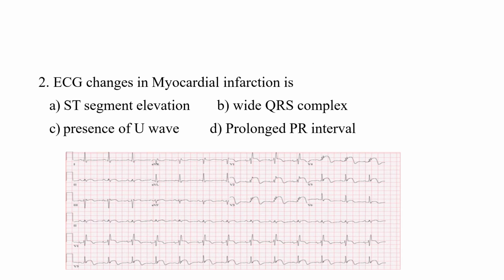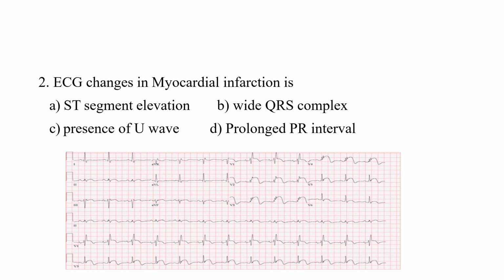Second question, ECG changes in myocardial infarction is. So an ECG strip is given here. What are the ECG changes in myocardial infarction? Options are ST elevation, wide QRS complex, presence of a U wave, prolonged PR interval. So we can say that ST elevation is the main ECG change that we see in myocardial infarction. In ST elevation MI, ST segment elevation is seen, as well as we can also see T wave inversion or T depression. Okay, T inversion.